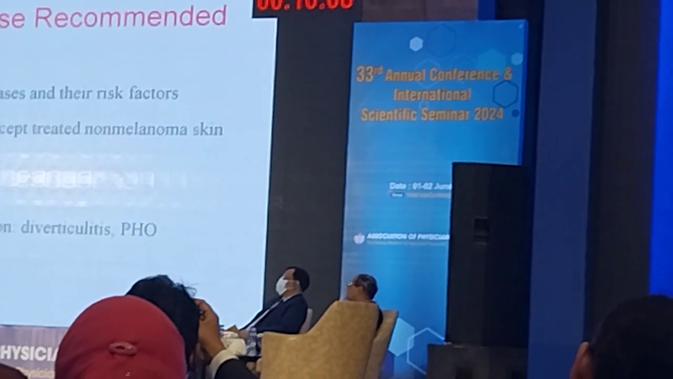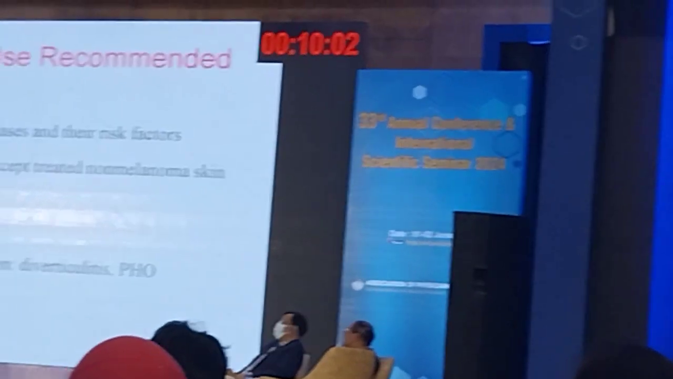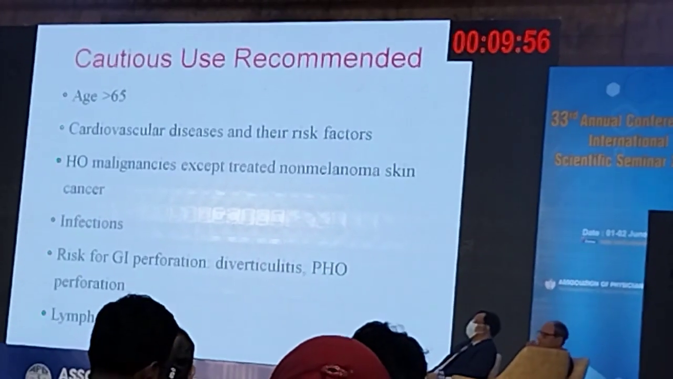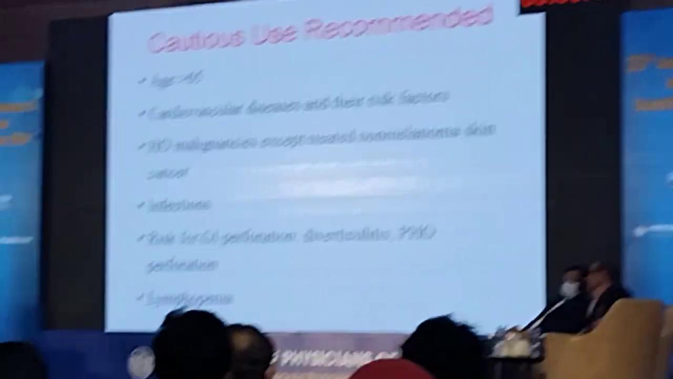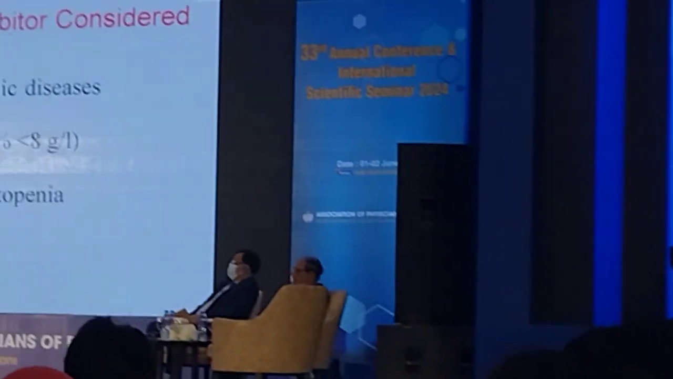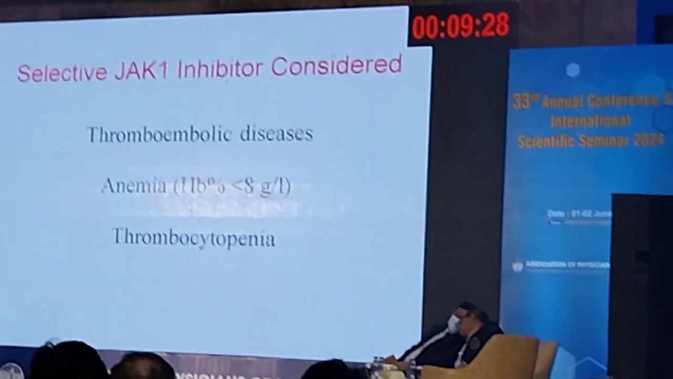And this is the category in which they are not absolutely contraindicated, but you should be very cautious in giving these patients: age above 65, cardiovascular diseases or their risk factors, history of malignancy, even a single malignancy, except treated non-melanoma skin cancer, infections, risk for GI perforation, for example diverticulitis, or past history of GI perforation, lymphopenia. These are relative contraindications. And in case of thromboembolic disorders, anemia, thrombocytopenia, we can use selective JAK1 inhibitors like upadacitinib and filgotinib.